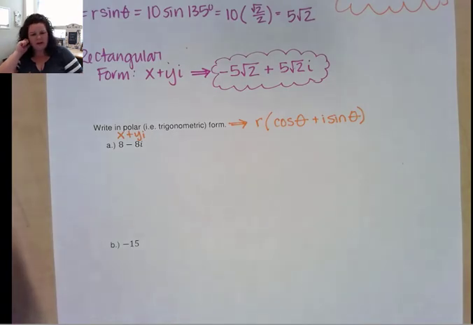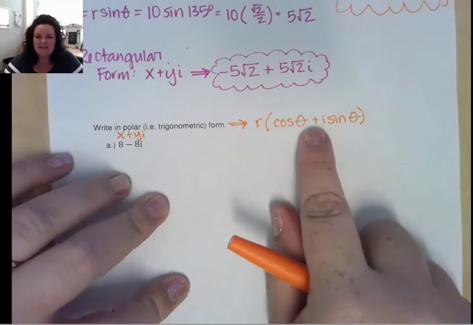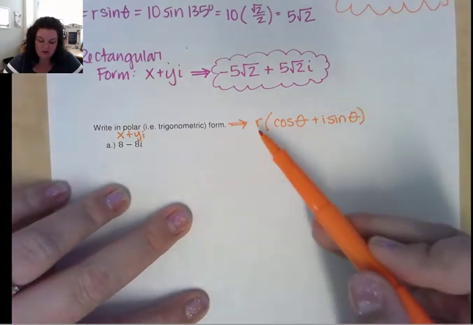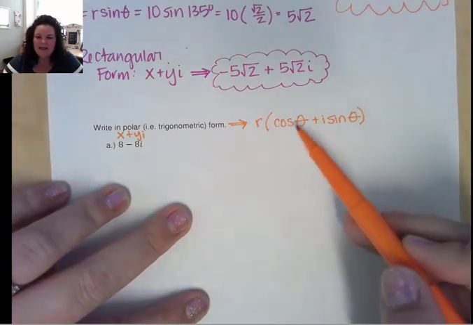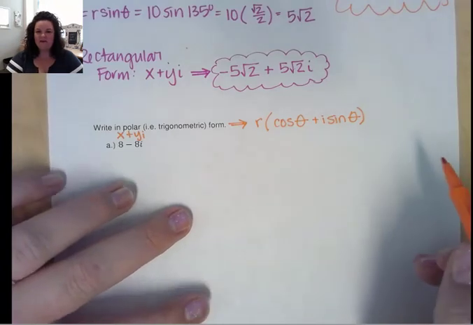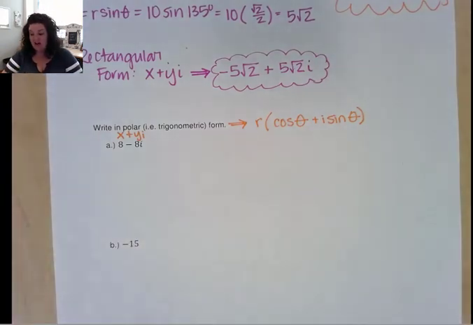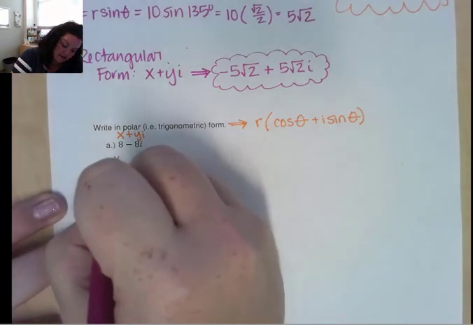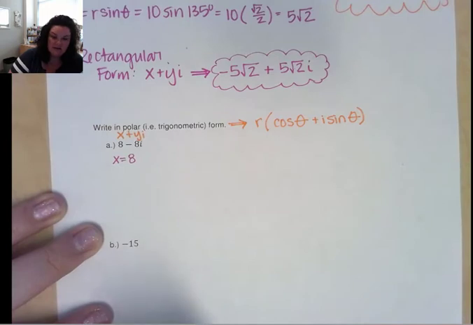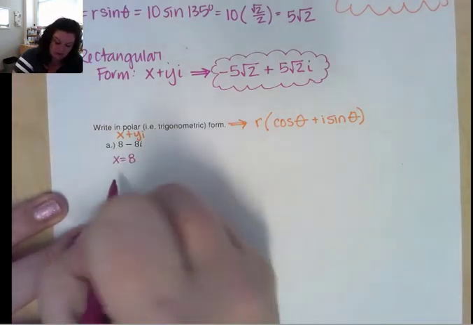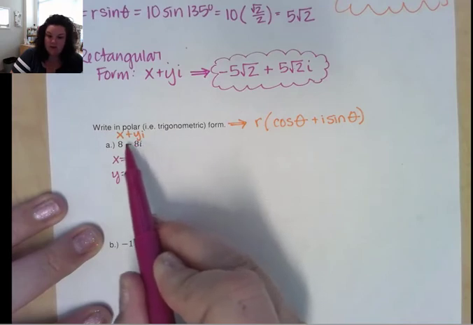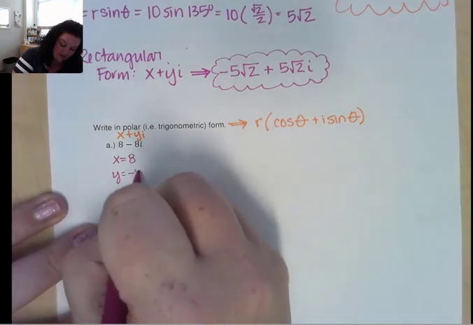So if I want my answer to be written like this, I need to know two things, right? I need to know my r value and I need to know that theta value. And right now, I don't have either of those, right? All I have is my rectangular form. So this tells me that x is equal to 8, right? Because that's my real number part. And my y is the imaginary part, which is a negative 8.